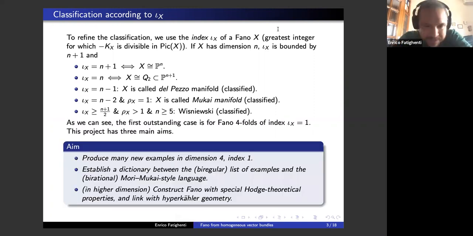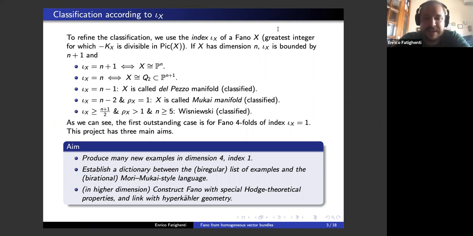Okay, so basically, as we can see, the first remaining case, the first case of interest we want to consider, is for Fano fourfolds of index equal to 1. And in fact, this project, which I'm going to report on, has 3 main aims.